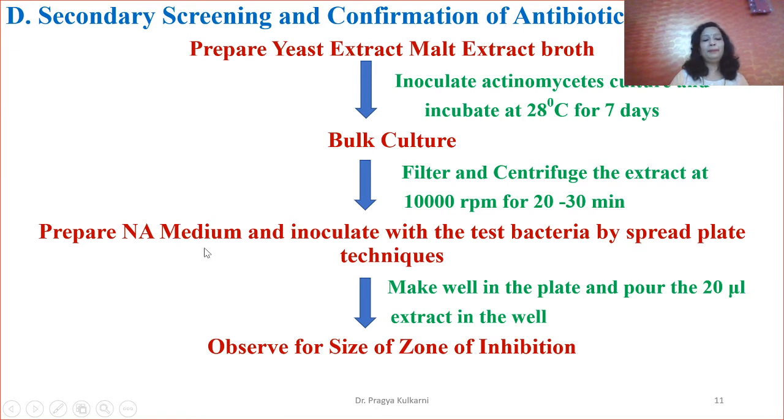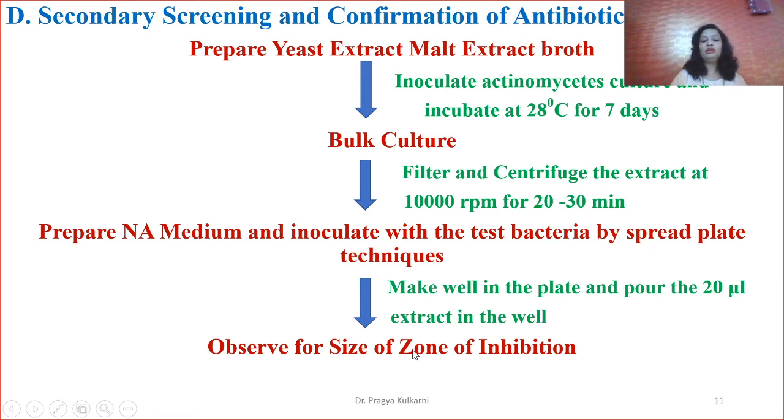Then after, prepare nutrient agar medium and inoculate the test bacteria by spread plate technique. This is the normal nutrient agar medium, which we already use for our bacterial culture preparation. The medium is inoculated with test bacteria by spread plate, and a complete lawn is prepared. After lawn preparation, with the help of a cork borer, a well is prepared, and the antibiotic extract that we extracted in this step is poured in the well with the help of a micropipette, at around 20 ml of extract.